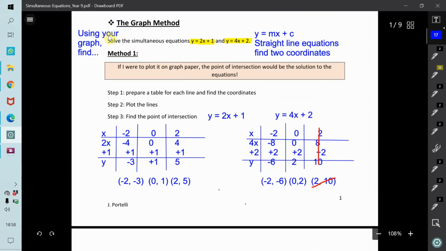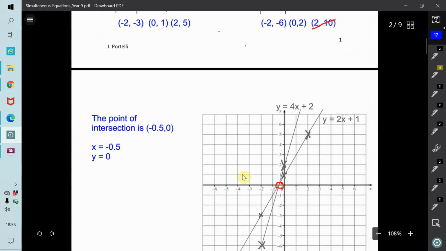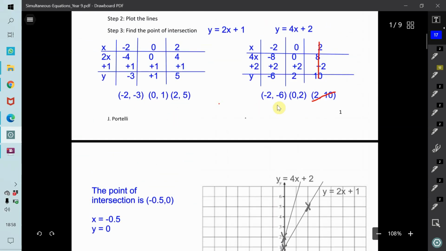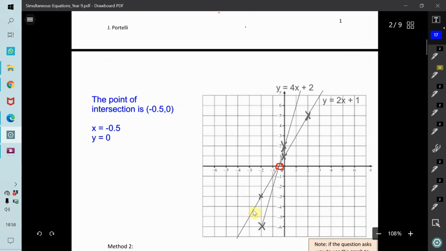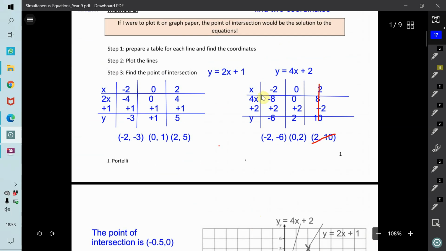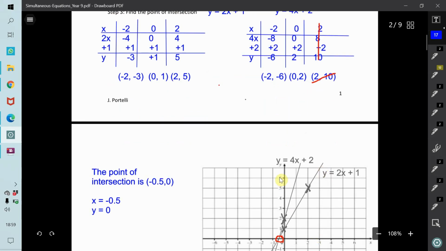If it asks you to, using your graph, find, you have to construct the tables, get the coordinates, and draw your graph. It would be enough, girls, to just use two values of x. Make sure that the values of x are the same for both of them, but it doesn't really make a difference. As long as you have two coordinates, as I did here. I realized that my graph under here doesn't go up to 10. Obviously, this has been thought of before, so we knew where the point of intersection was going to be, all right, girls? So I just ignored it.